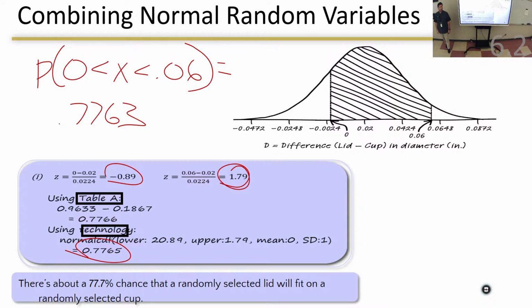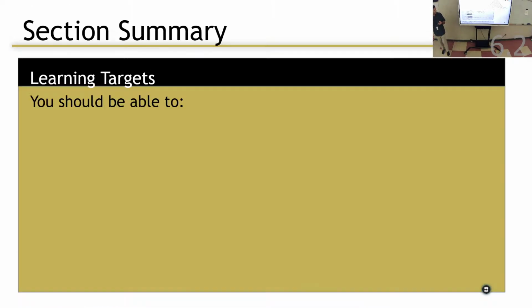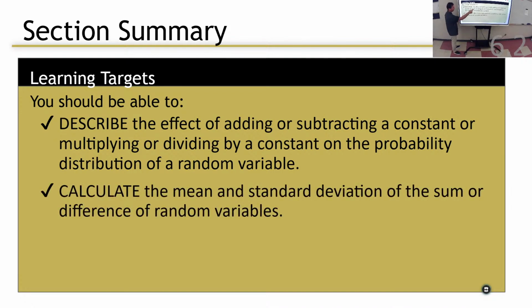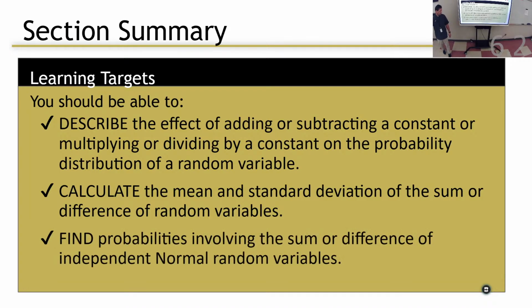Yes, no, maybe? Pretty good question. You got one on your homework pretty similar to that. They're trying to put a peg into a furniture hole or something. The peg's normally distributed and the hole's normally distributed, and sometimes the peg fits and sometimes it doesn't fit. And sometimes it's too loose. I hope that you can describe the effect of adding or subtracting, or multiplying or dividing, calculate the mean and standard deviation, and find probabilities using normal distributions.